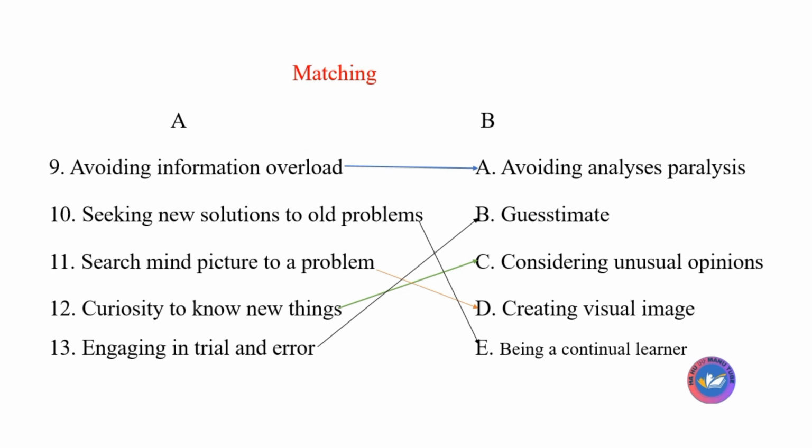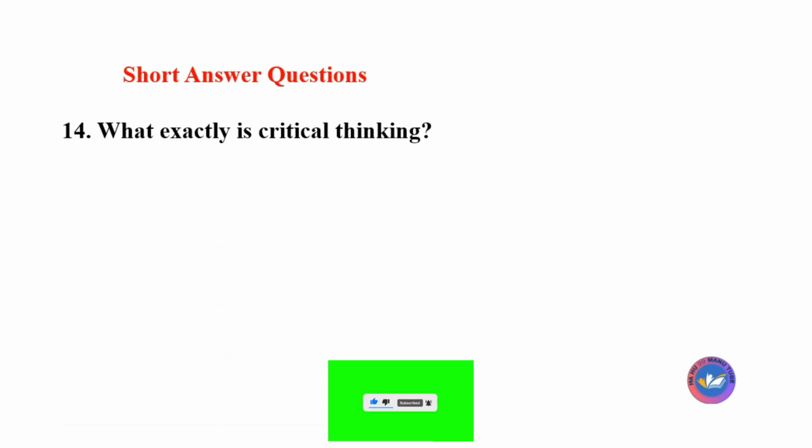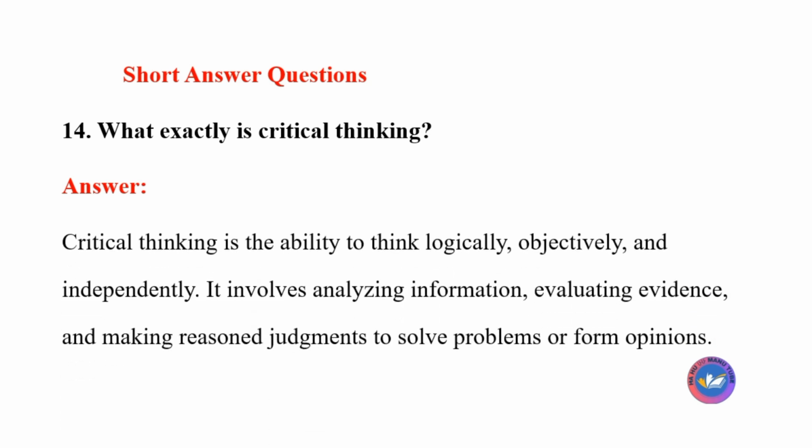Give short answer for the following questions. Question number 14. What exactly is critical thinking? Critical thinking is the ability to think logically, objectively, and independently. It involves analyzing information, evaluating evidence, and making reasoned judgment to solve problems or form opinions.